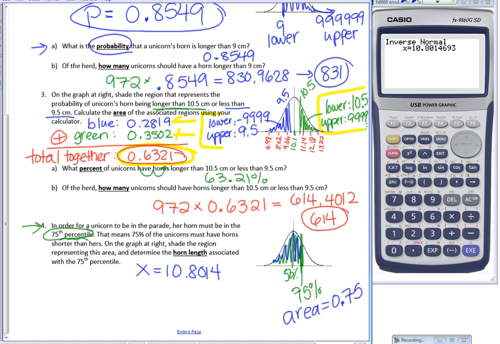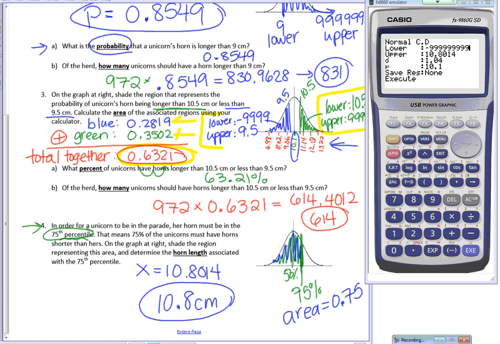10.8014. And we should realize that to be in the 75th percentile, we need to be above average. Average was 10.1. So 10.8 seems like a realistic answer. Always check to be sure you're making a realistic answer. So 10.8 centimeters would be the length of the horn, and that was the inverse because you're just going the opposite direction.